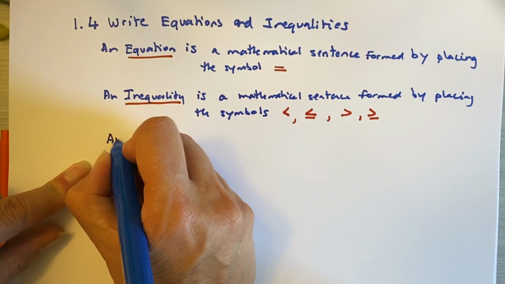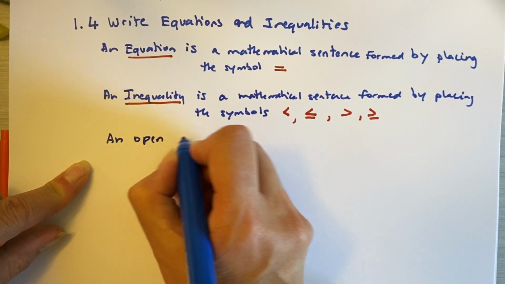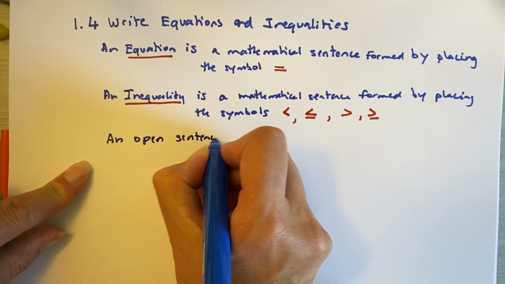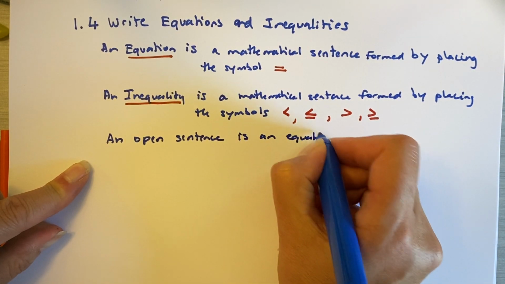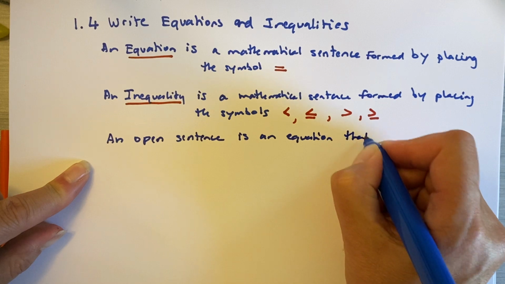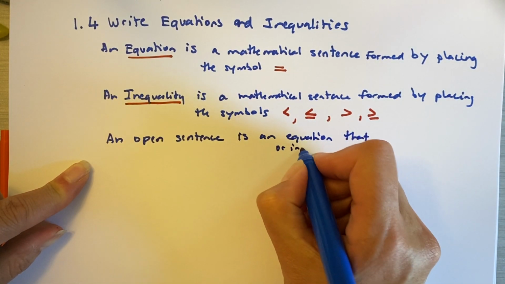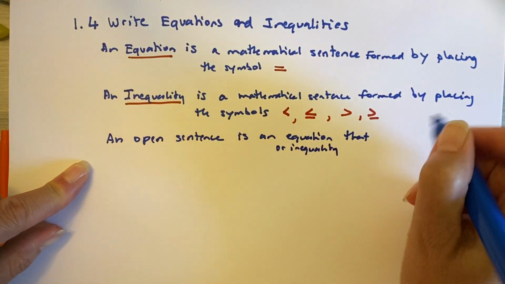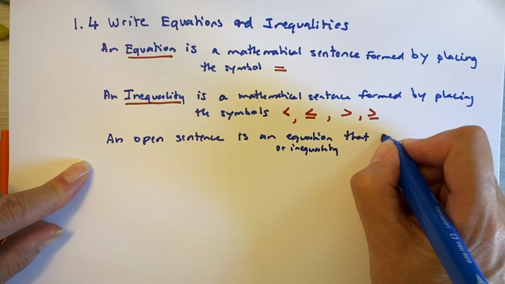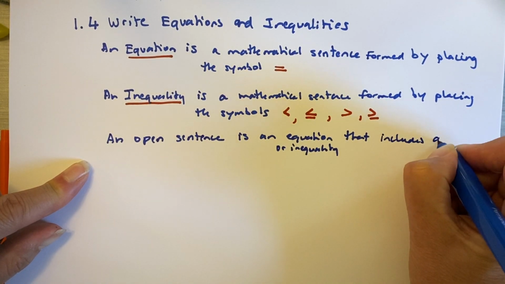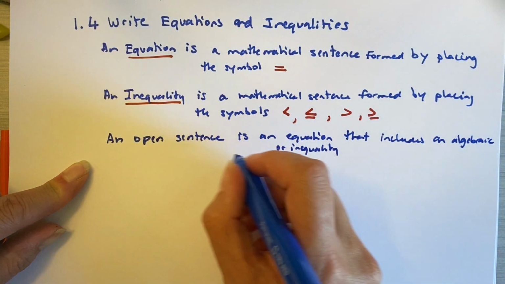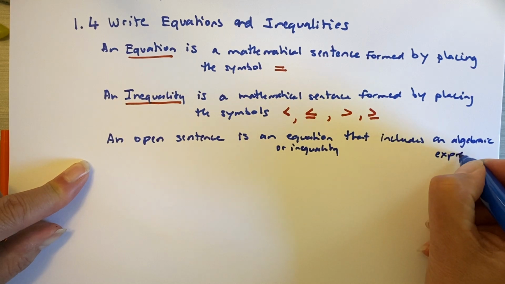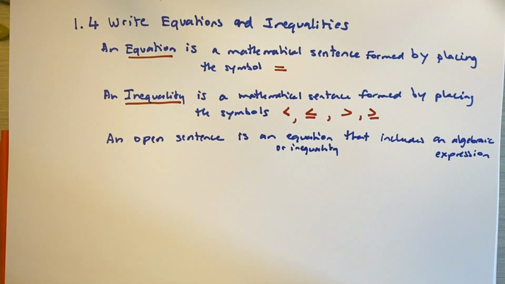An open sentence, and you will not have to remember this, but just because the book says it, I will include it, is an equation, or inequality, I should not have left that part out, that contains or includes an algebraic expression, which you guys now know is n plus 2 or 3 times x or that kind of thing.